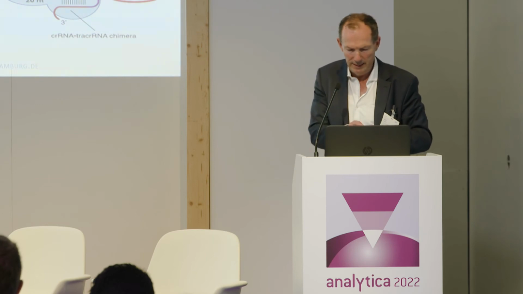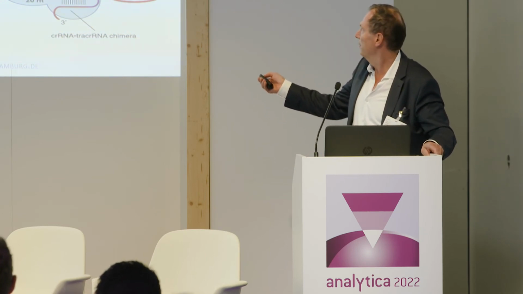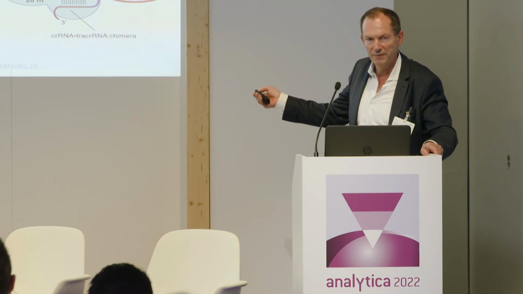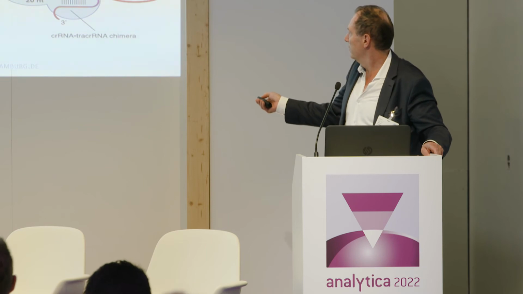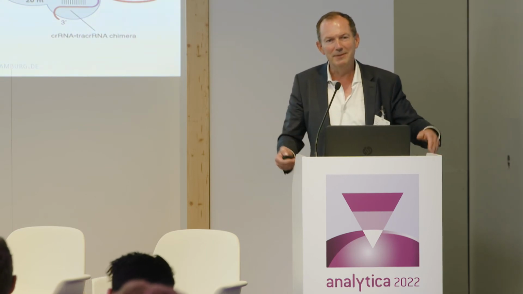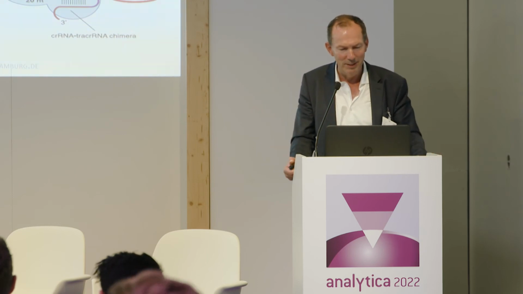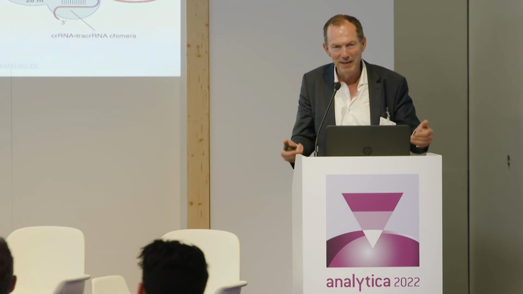Then the year 2012 came with Jennifer Doudna and Emmanuelle Charpentier. What they did was combine the tracrRNA and the crRNA. This is the original system where you have the hybridization of the crRNA and the tracrRNA, and they just introduced a linker loop. So now, for the technical application, you just have one RNA sequence, and this makes the system much easier to handle.